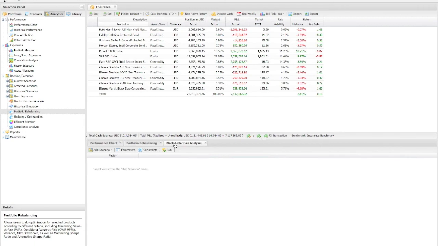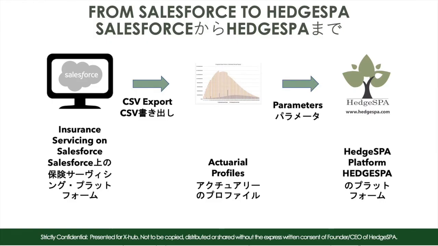To conclude, this solution is very friendly in that it automates most of the processes involved, starting from the insurance servicing pool. As illustrated, we conduct the demo on Salesforce, which is one of the most popular platforms for insurance servicing in Japan, and is fully Japanese language compliant. We can extract from any insurance pool database.